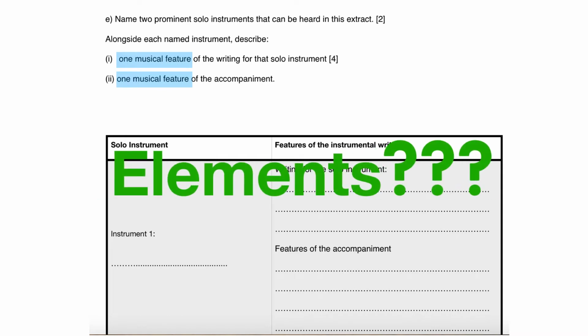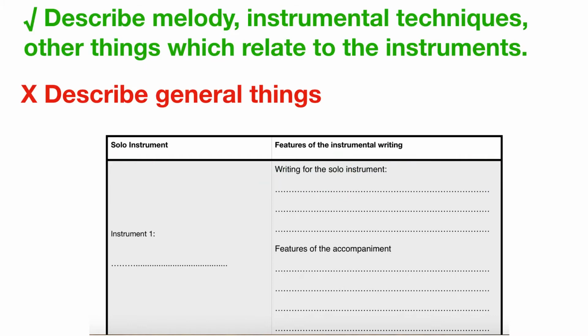Hopefully your brain is going, well, which musical elements do I write about? Do I write about tempo? Do I write about dynamics? Well, the answer to that is, again, when you're writing about the features of the instrument, you need to describe melody, instrumental techniques, and anything specific to that instrument or part. Again, we're not going to be describing general things. Let's have a look at an example of this question answered well.